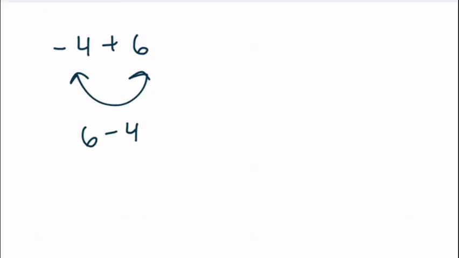Now, you might have noticed that addition and subtraction are really similar, because let's use the problem that we just did, -4 plus 6. If we just swap these around, it becomes 6 minus 4. These are, in fact, the same exact equation, just rearranged. And let's prove that these are the same.